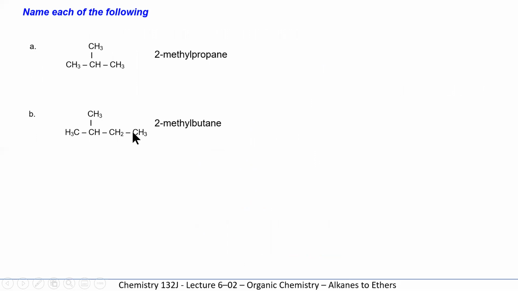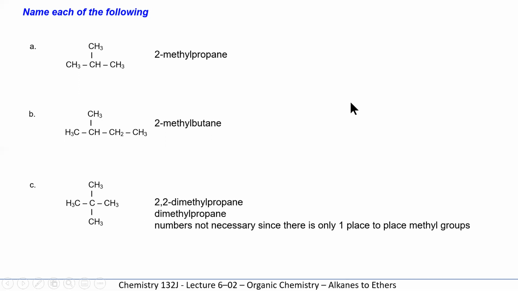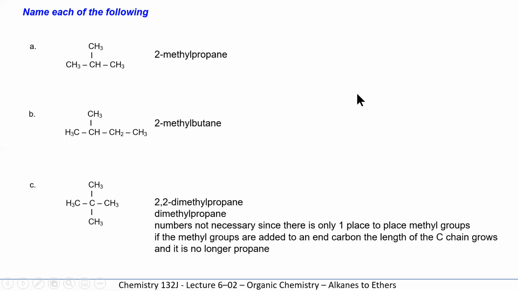In this case, when it's 4 carbons, again, the methyl group can only be on either this carbon or this carbon. In this case, here, we call this 2,2 dimethyl propane, or simply dimethyl propane. Numbers aren't really necessary because there's only one place they could go.